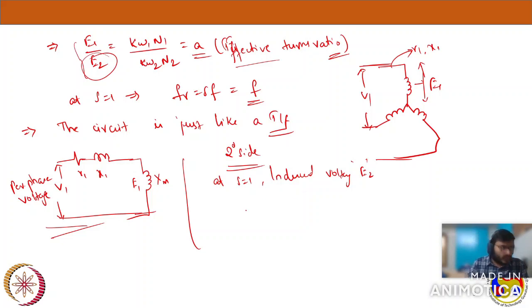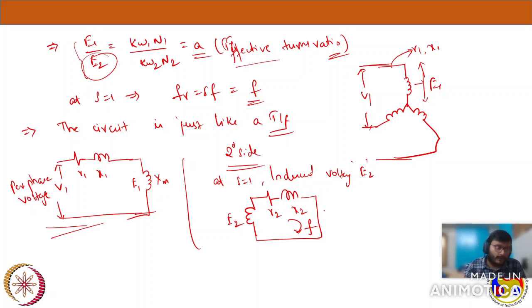Now the induced voltage is E2, and there will be a secondary voltage. So we just talked about E2 being induced in the secondary side, and the secondary side will also have its own resistance and leakage reactance. This is R2 and this is X2, and all quantities in the secondary side will have a frequency of f. It's not sf, because s is equal to 1 here.